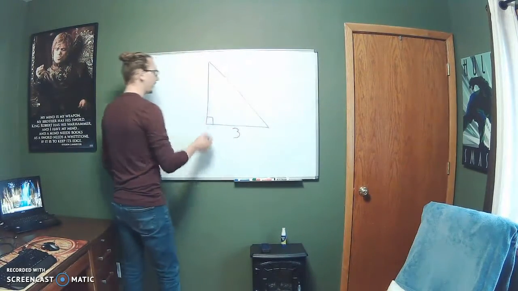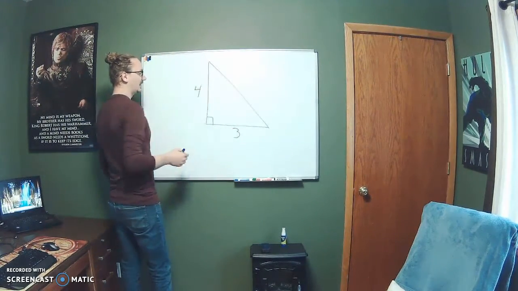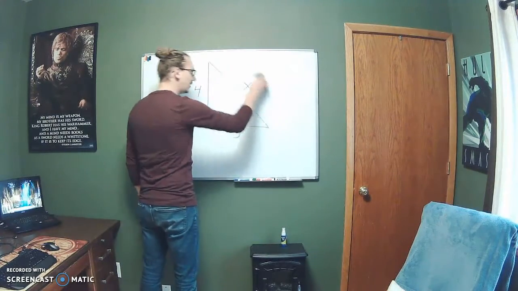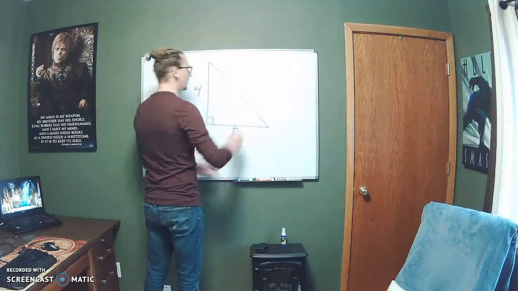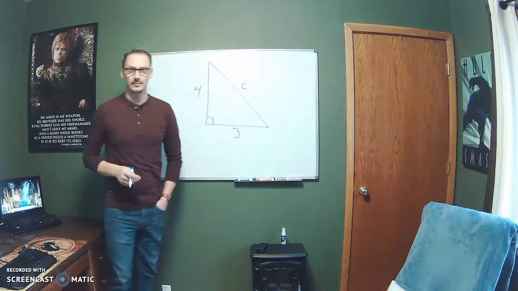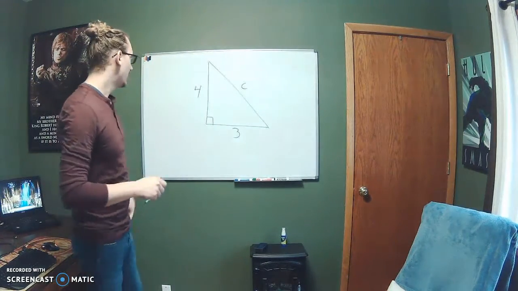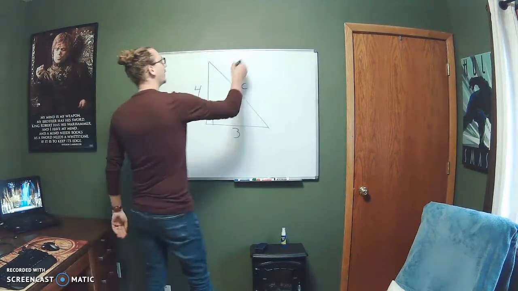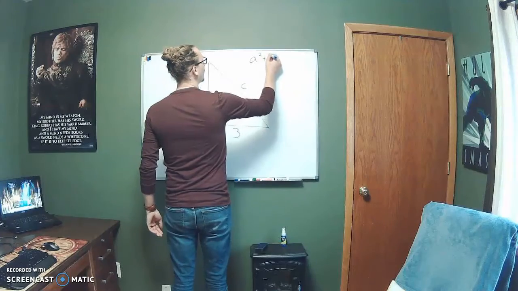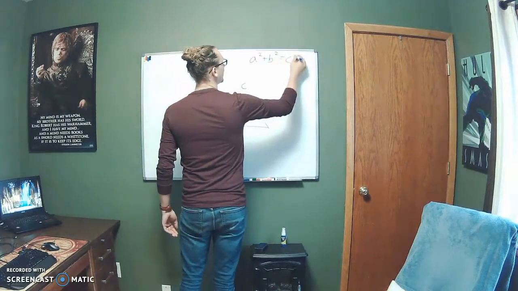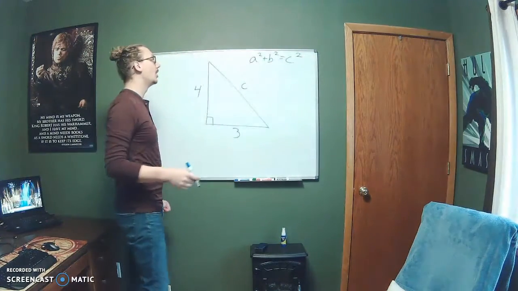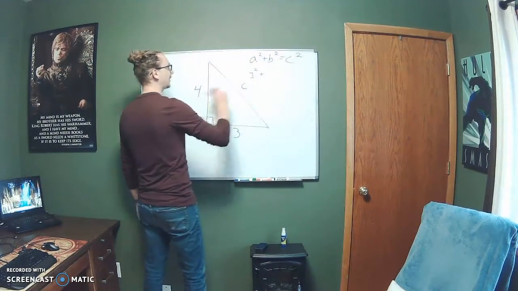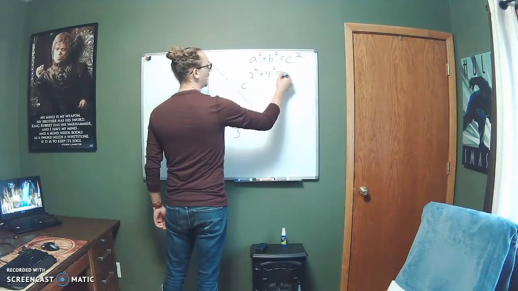So if I've got a side here of 3, and a side there of 4, and I say this is x, you know what, I'm not going to use x. I can, but just for continuity's sake, I'll use C. Okay? So I've got a 3, a 4, and a C. We use the Pythagorean theorem. A squared plus b squared equals c squared. And we plug the values we know in. A is 3 squared plus 4 squared equals c squared.